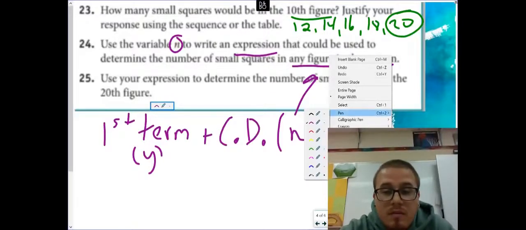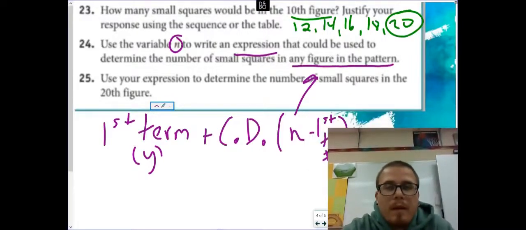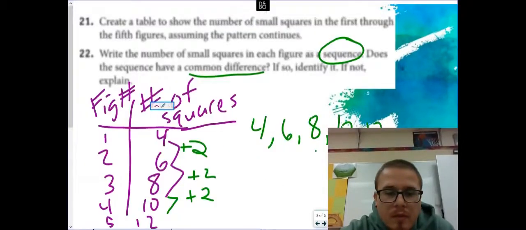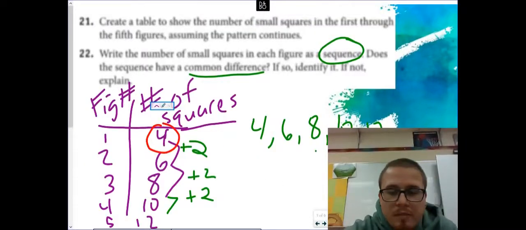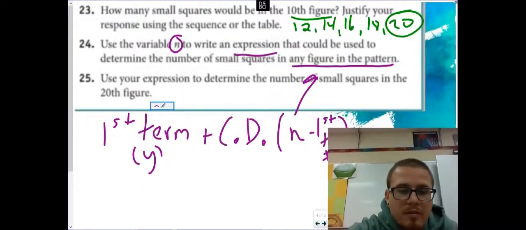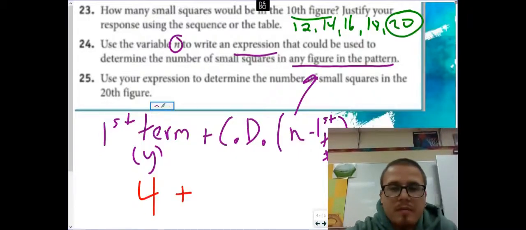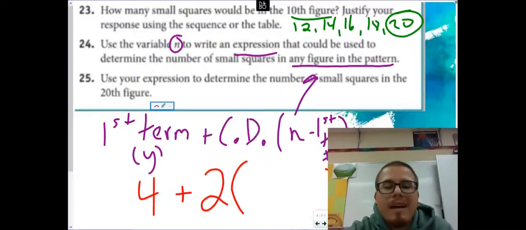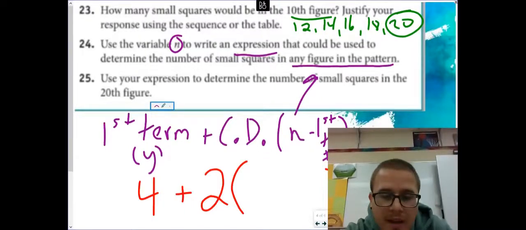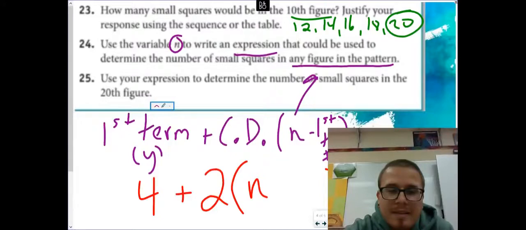So let's do this. My first term in this table, if I go back, was 4. That's my first term. And then I add on. What is my common difference? My pattern is +2, so I'm going to add 2. Then I'm going to get my parentheses in place. Now n, I don't know what n is yet. I'm not doing 25, I'm doing 24. I'm using n, so n goes here because n is any figure number that I'm looking for.